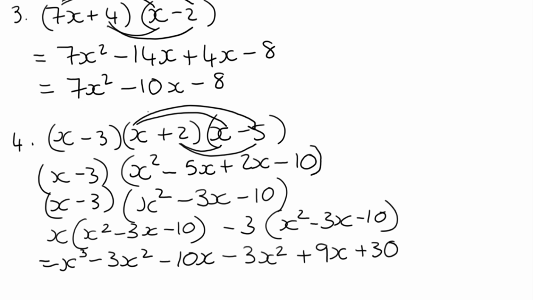Now, we want to write our answers so that we've got x cubed, x squared, x, and a number. So x cubed is on its own. The x squared, we've got a negative 3x squared, take away another 3x squared, so negative 6x squared. The x's, we've got negative 10x plus 9x, which is negative 1x, and then we've got our plus 30. So that's the final answer. So what we did here was use the FOIL method for two of the brackets, and then we did the separating method to separate it out and tidy it up at the end.